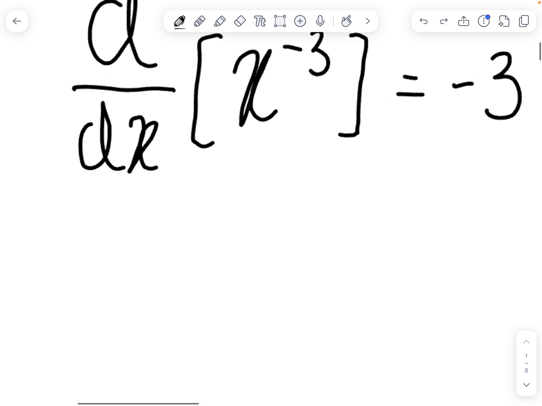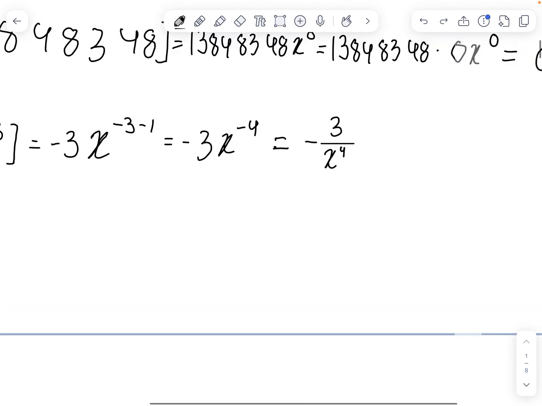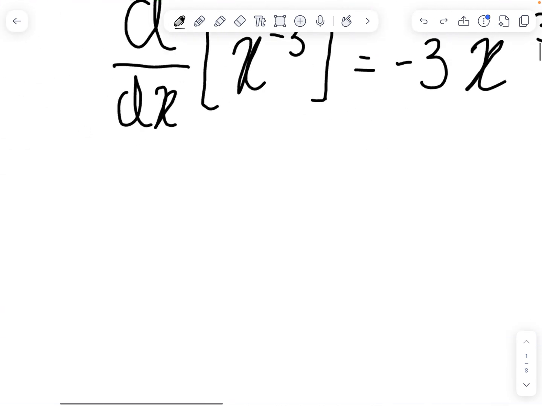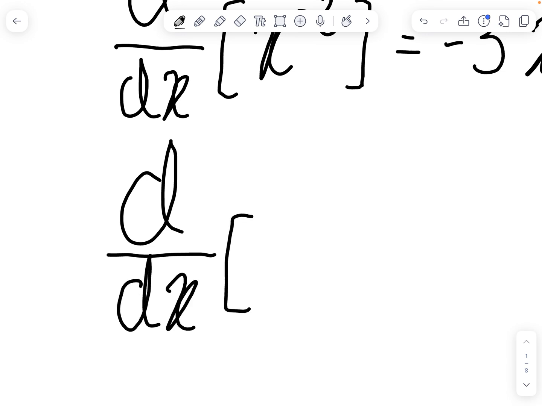So let's get to some harder questions. I'll let you guys do a question by yourself. So what is the derivative of x to the power of negative 67?